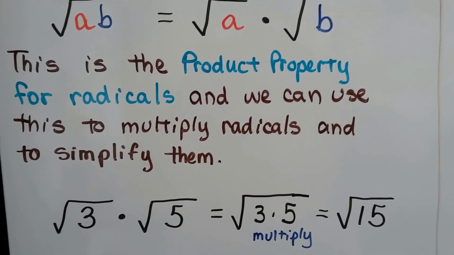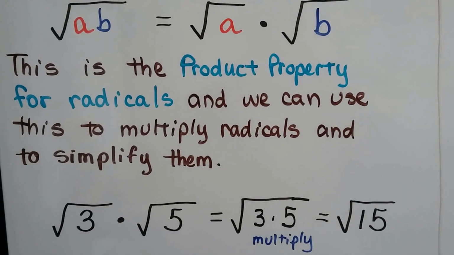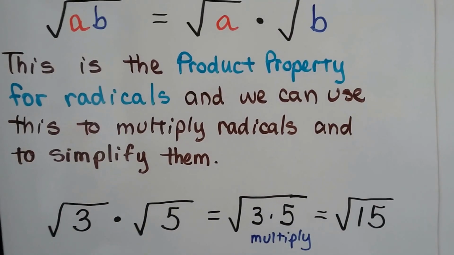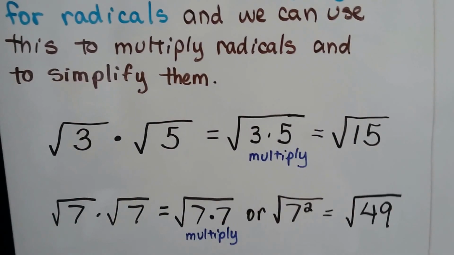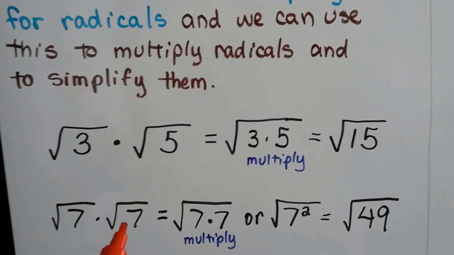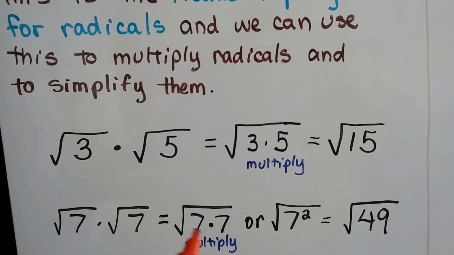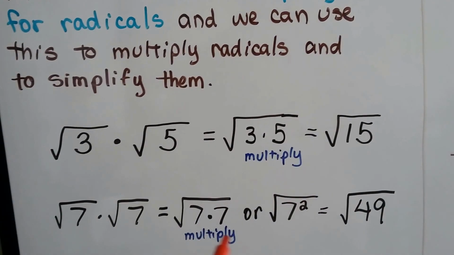So take a look at this one. We've got the square root of 3 times the square root of 5. We just do 3 times 5 and we get the square root of 15 as our answer. Same with this one, square root of 7 times square root of 7. That equals the square root of 7 times 7, and we just multiply it together.